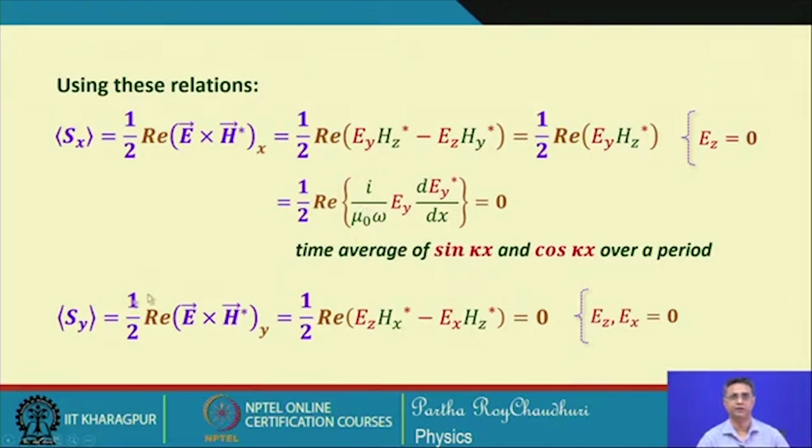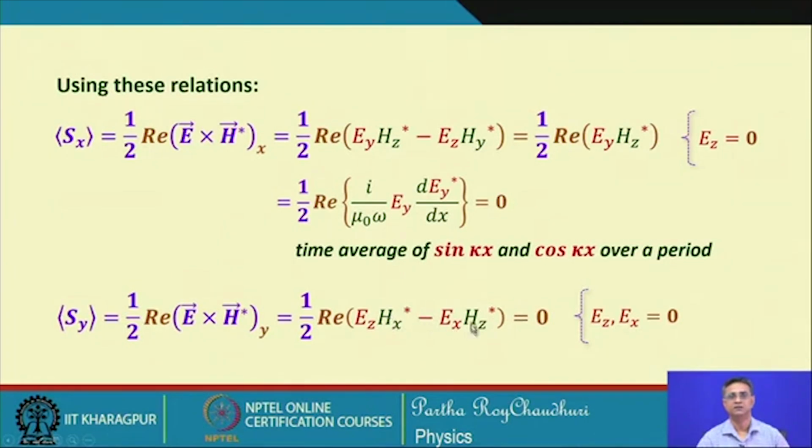Now, if we calculate the y component of the Poynting vector, then in the same way we can represent that as half of real part of E cross H star, y component of that. This will lead to half of real part of E z H x star minus E x H z star, and that is equal to 0 because E z and E x both are 0.